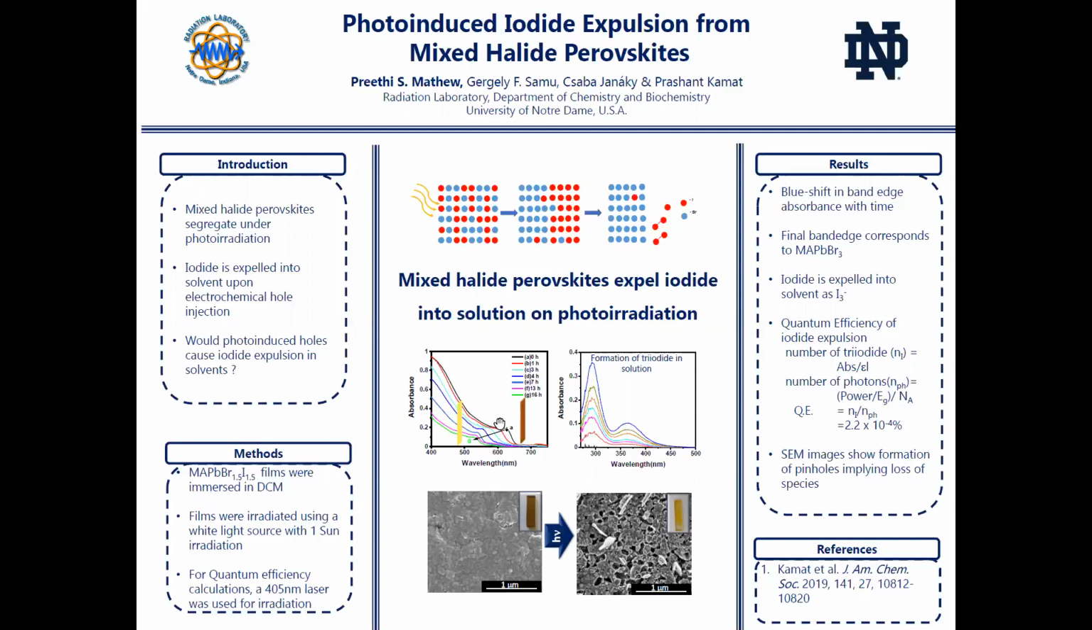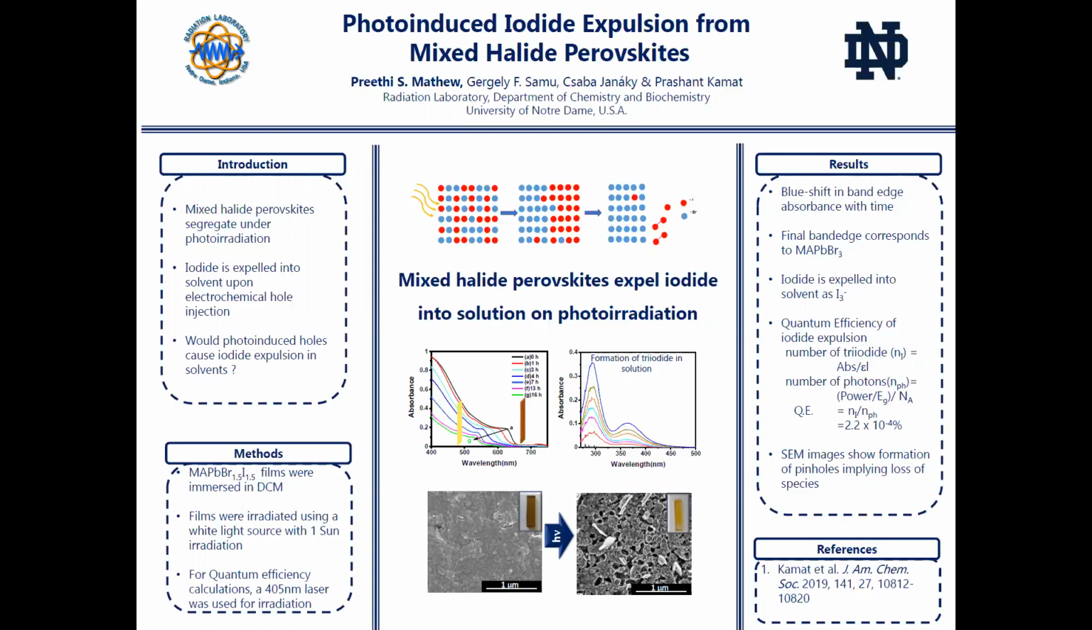If you take a look at this graph here, we started off with a black trace, and upon photoirradiation, the bandgap blue shifted, the film changed color from dark brown to yellow, and the final bandgap after 16 hours of photoirradiation was at around 520 nanometers. From literature, we know that this value of 520 nanometers corresponds to that of methylammonium lead bromide. So this was the first indication that iodide was getting expelled.